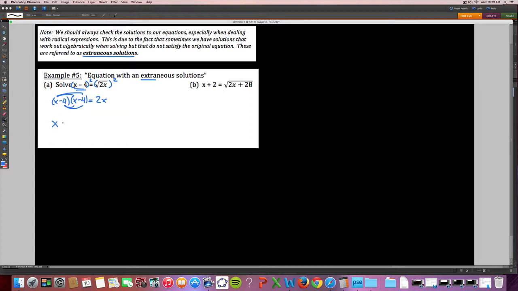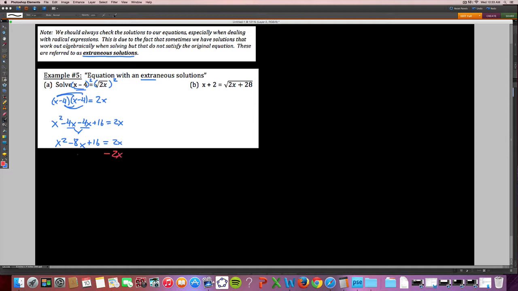So this leaves us with x times x, so x squared, minus 4x, and negative 4 times a negative 4 is 16. On the right side, we get 2x. Let's clean this up: x squared minus 8x plus 16 equals 2x. Since we have an x squared and an x to the first, we're going to set this equal to 0 and factor it.